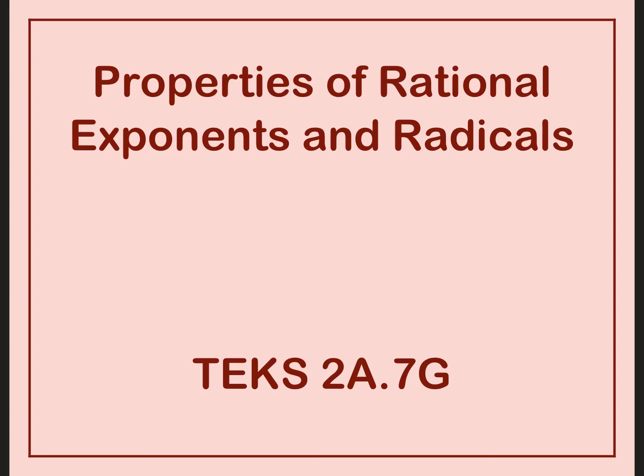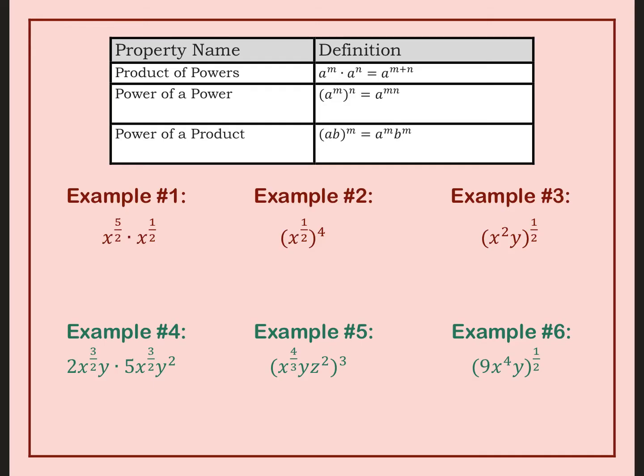Today we are going to be talking about the properties of rational exponents and radicals. These are the rules for exponents, and they work the same even if you have rational exponents. Rational exponents are fractions in the exponent, okay? Here are 3 of the properties, and make sure you write these down because we're going to be working with 7 different properties today.